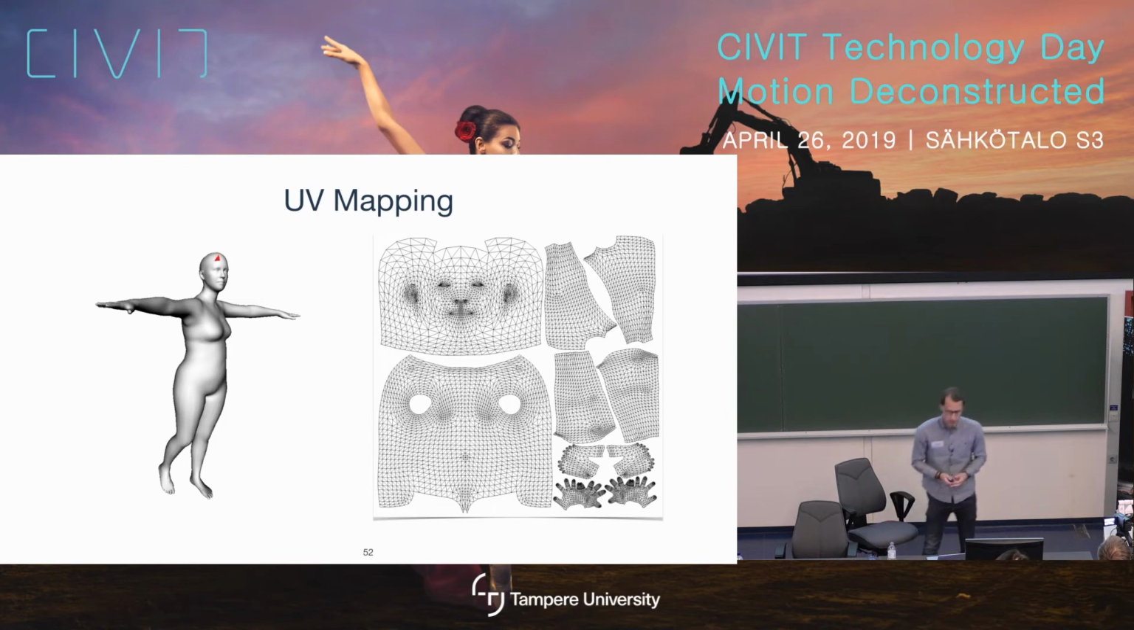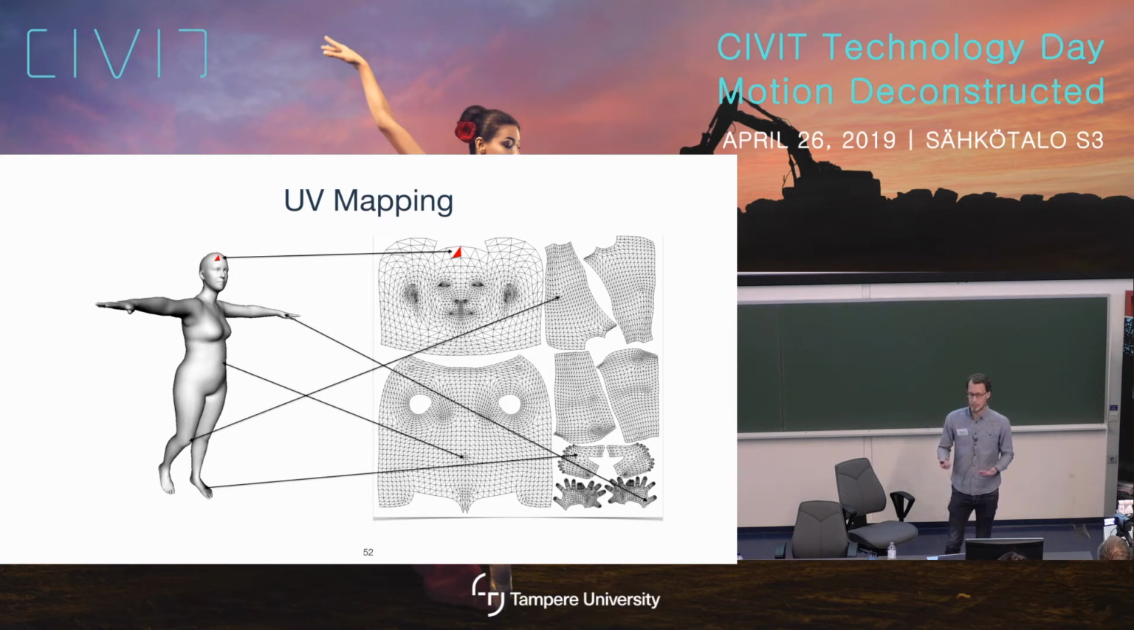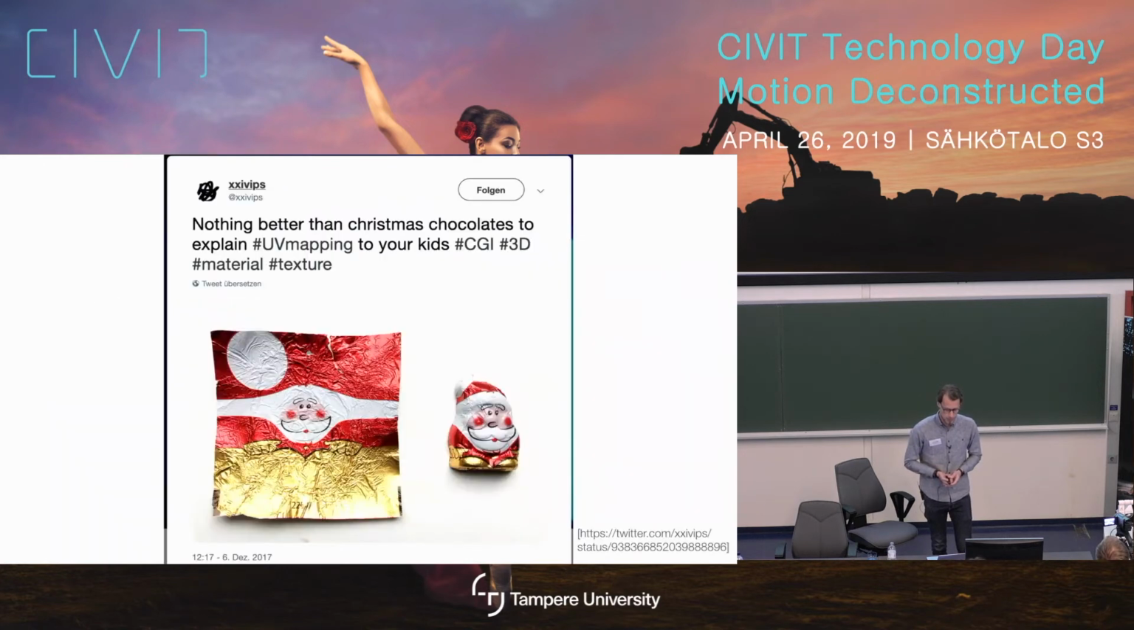Every triangle, every face of the surface has just a counterpart in this two-dimensional image. So we just have a mapping between the 3D surface and the 2D image. And of course, every triangle is mapped. This is used a lot for texturing, for example, but also for other things, for example, these normal maps I'm using. And, maybe you know this, but I really like this tweet.